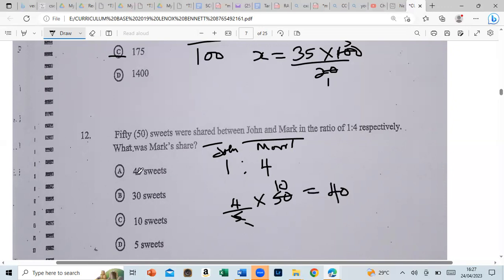So there you have it. Mark would have gotten 40. Type in the comment section what would be John's share. Let's go.